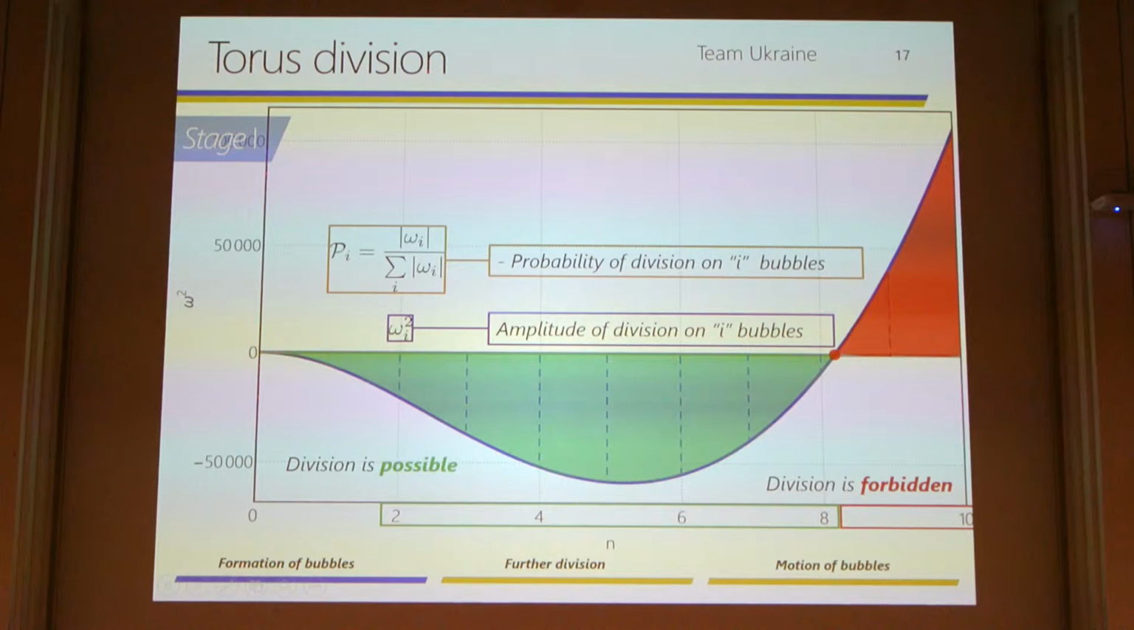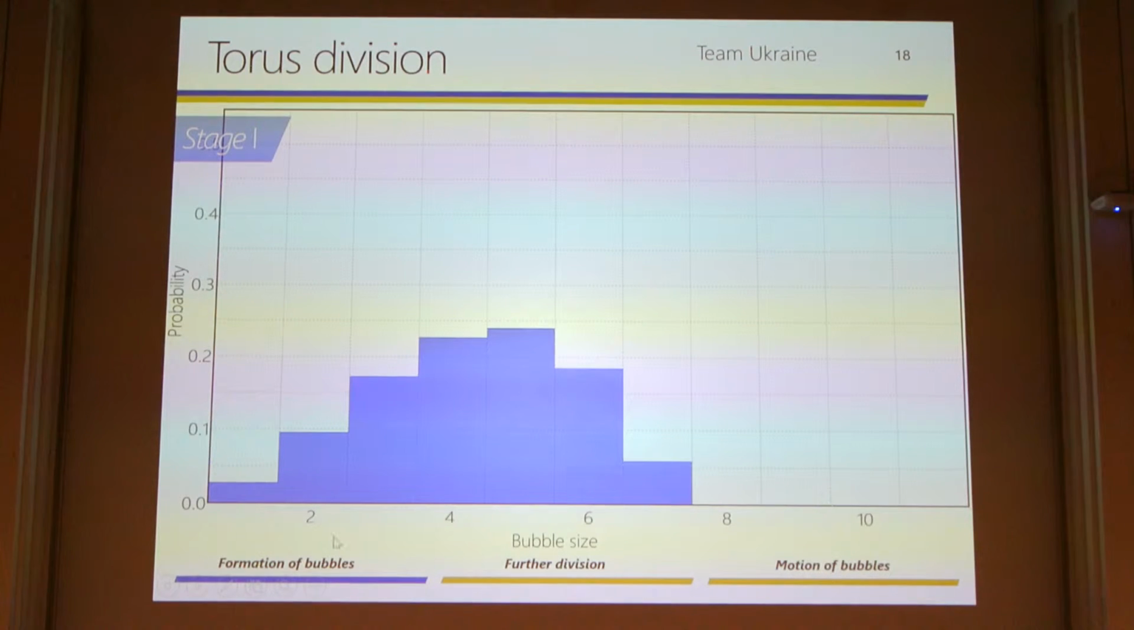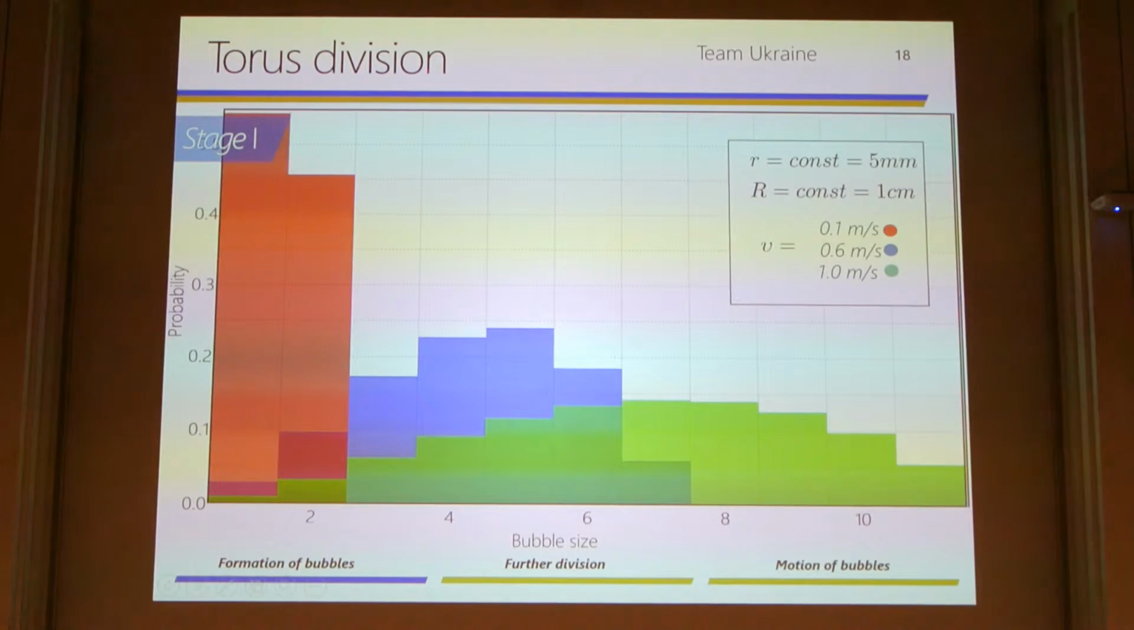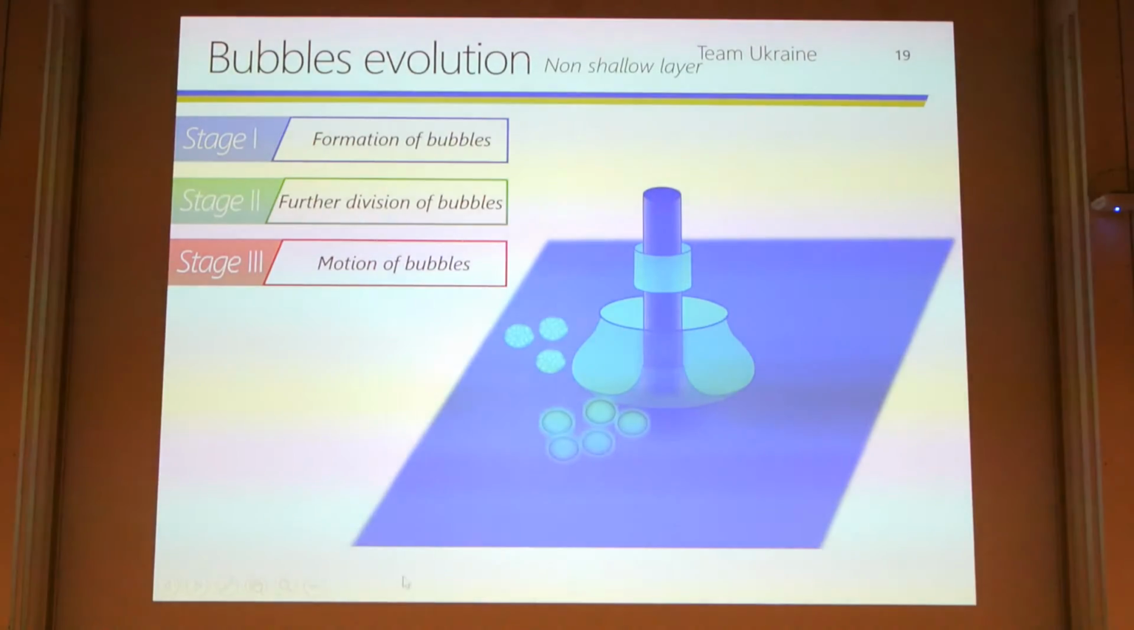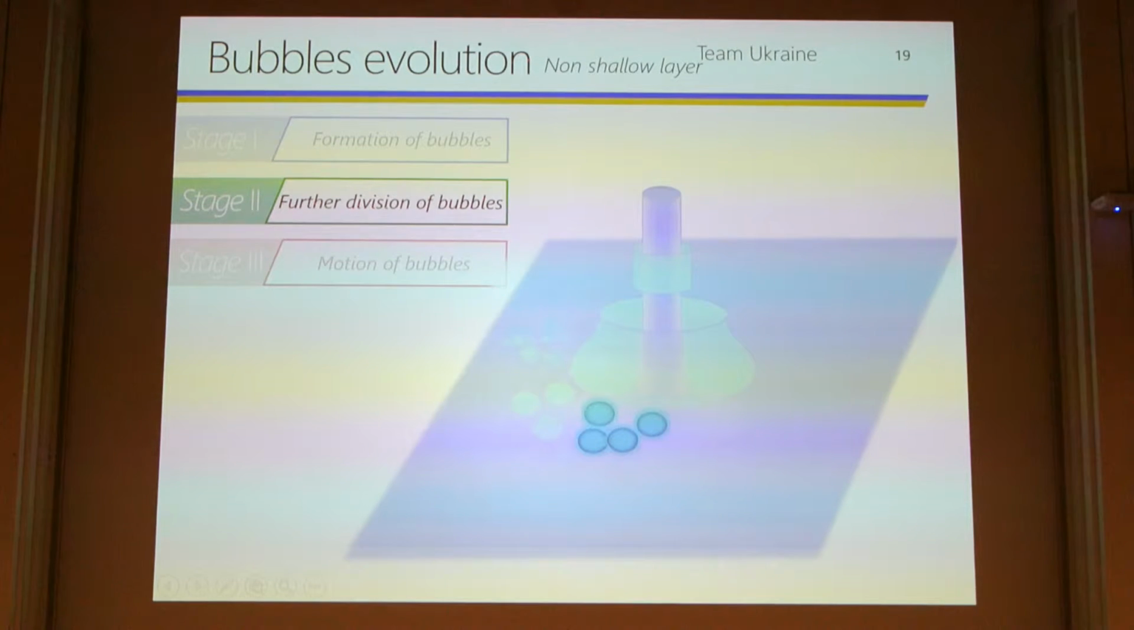Using this formula, we build the following histogram that shows the probability of division into different numbers of bubbles. When we change the velocity, we see that the higher the velocity, the more bubbles can be obtained from one division. So, having investigated the first stage, we go on to study the second one, the division of bubbles.